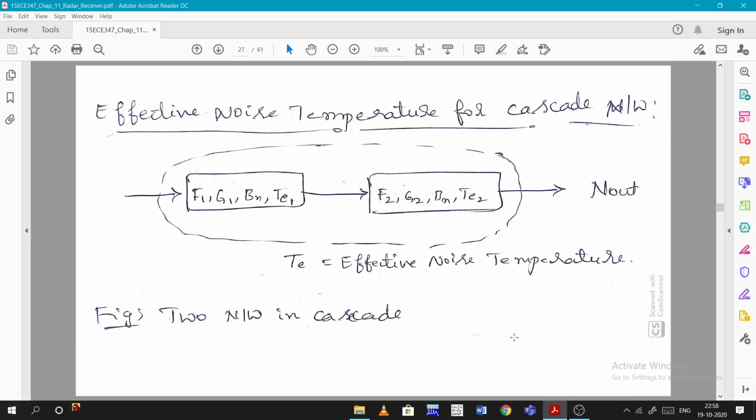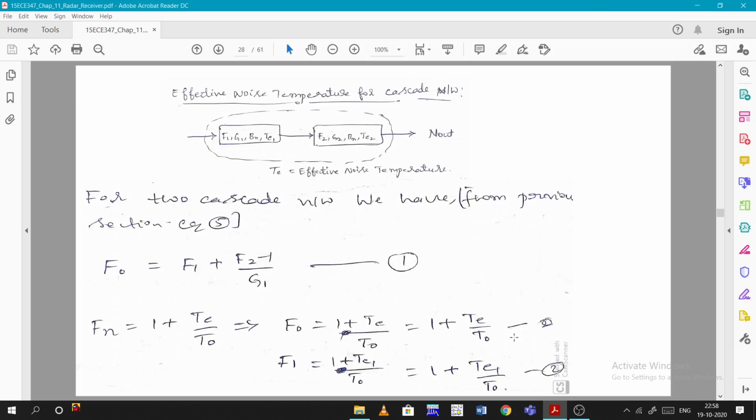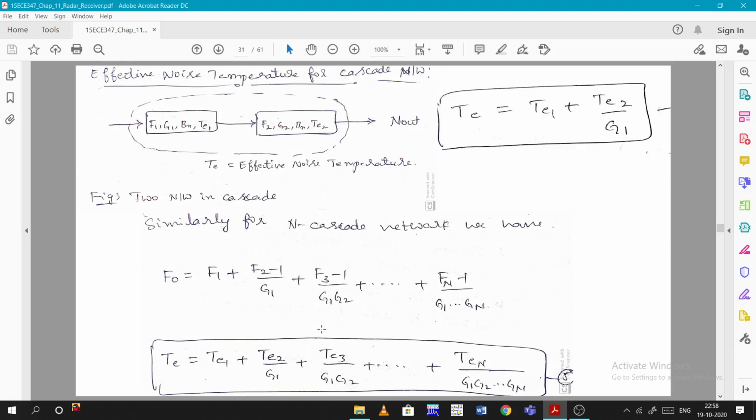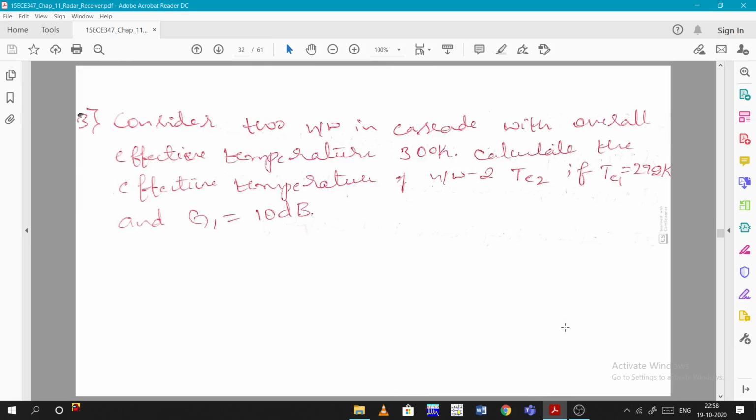Now coming to the cascade of networks, in a similar way we get an expression T equals Te1 plus Te2 by G1. When it comes to n networks in cascade, the effective noise temperature of an n-network cascade will be T equals Te1 plus Te2 by G1 plus Te3 by G1 G2 and so on, up to Ten by G1 G2 so on Gn.